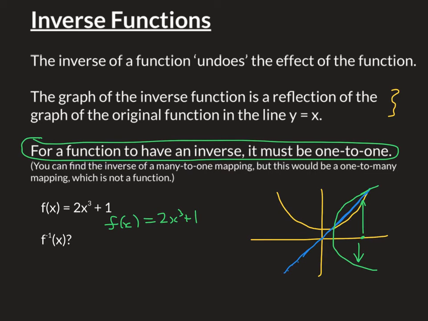F of x is a bit fiddly, so I'm going to change that f of x to y. So y equals 2x cubed plus 1. Now I'm going to rearrange it to make x the subject. So take one away from both sides. It's all old school rearranging skills. And I'm going to divide by 2. And then finally, I'm going to cube root both sides.